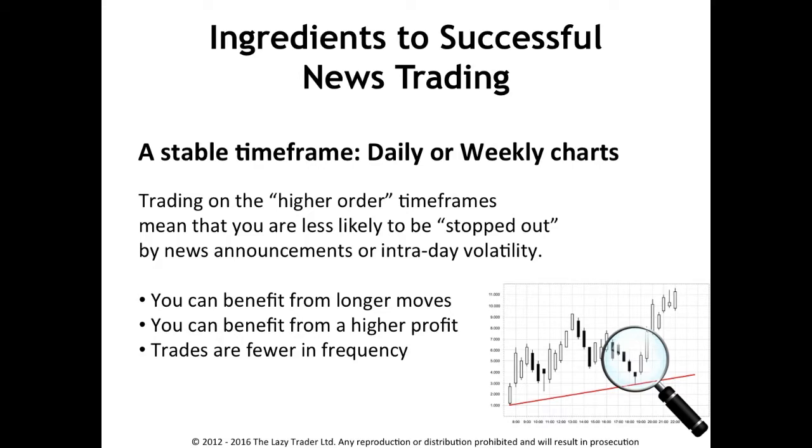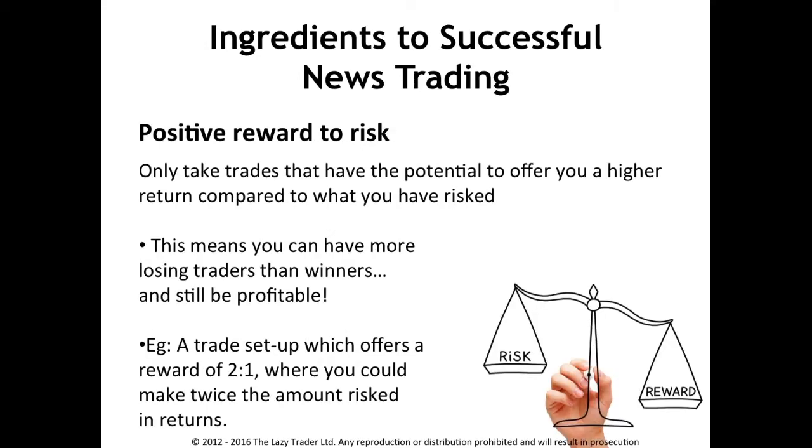If, for example, an intraday news spike or some kind of manipulation does cause the market to go against your trade momentarily, at least you're not spiked out and then the market, to your horror, goes in your favor. You can afford for the market to be offside for a bit before it potentially goes in your favor. Okay, so the higher order timeframes as well mean that we can take advantage of longer moves, bigger moves.